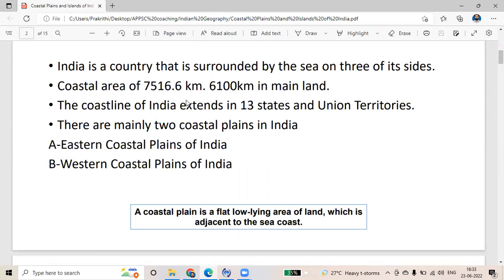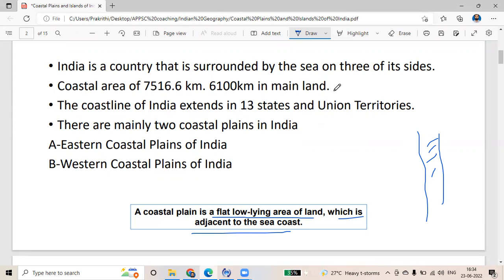So when we talk about a coastal plain, it is a flat, low-lying area of land which is adjacent to the coast, the sea coast or ocean. On one side there will be sea, on the other side there will be land. It is the connecting plain region. Here you can see mostly deposition, deposition by the sea or the rivers and streams. They deposit and there will be a plain land. That is called the coastal plain.